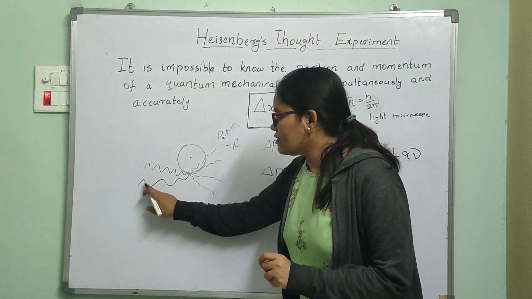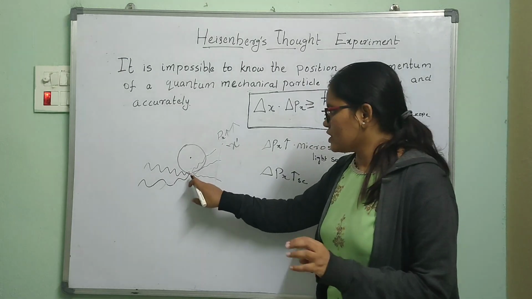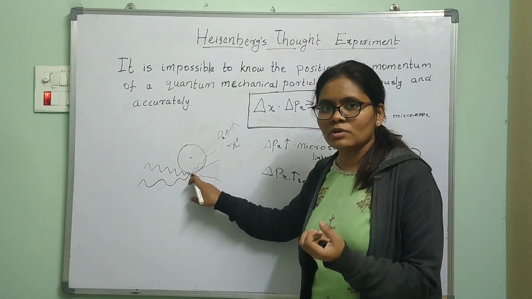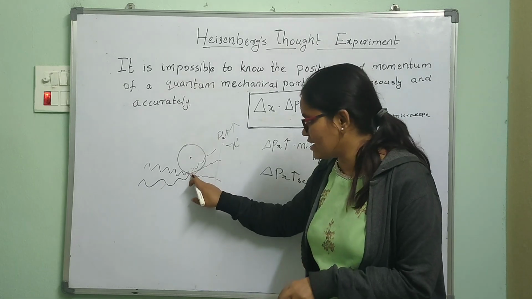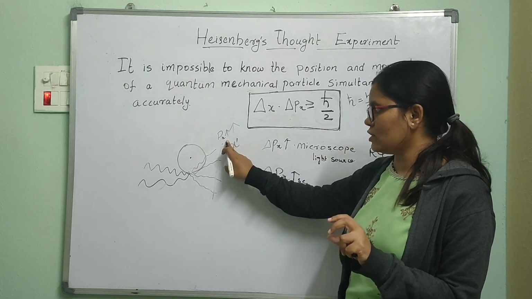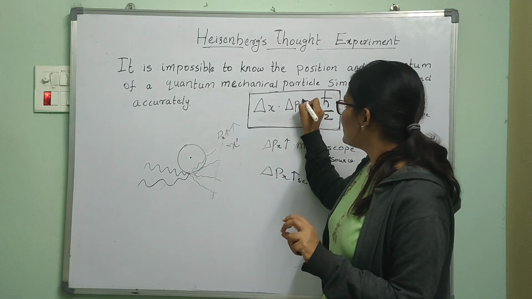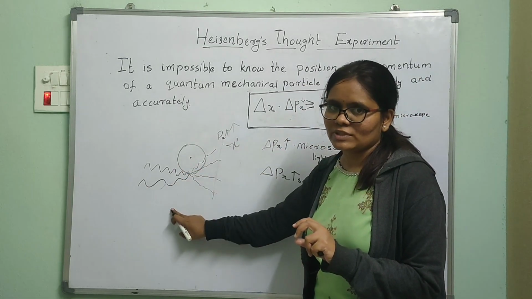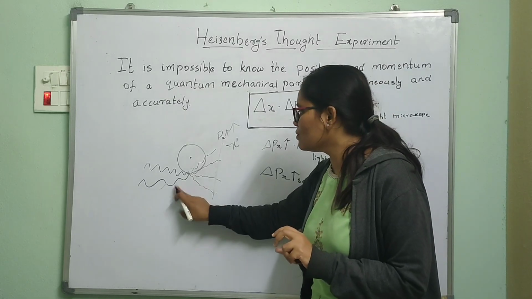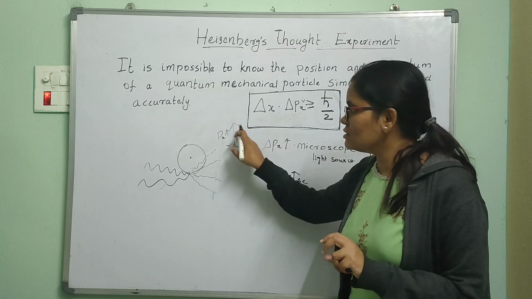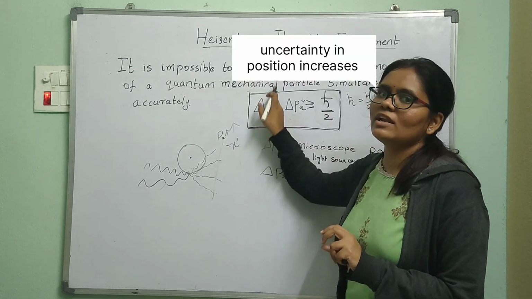But when you use light wave of lower energy, so this light has low energy, there will not be much absorption of energy by the electron, so there will not be much change in the momentum of the electron. So the delta px will decrease, but the resolution of the microscope also decreases. That means you cannot locate the electron properly. That means the uncertainty in position will increase.